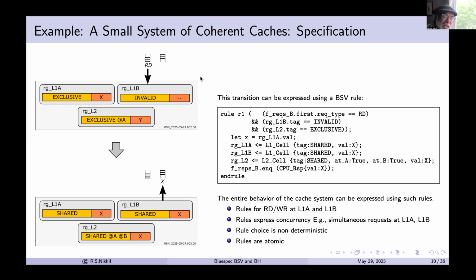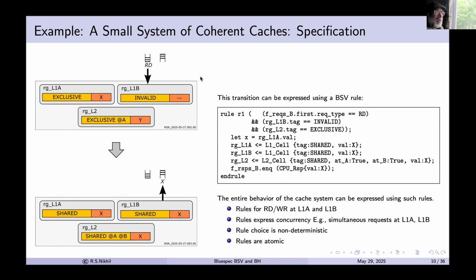And what do I mean by correctness? You can imagine correctness properties along the lines of, well, if it's exclusive in one of the L1s, it must be invalid in all the other L1s. If it's exclusive in one of the L1s, then L2 must be in the state exclusive pointing at me, and so on and so forth, right?